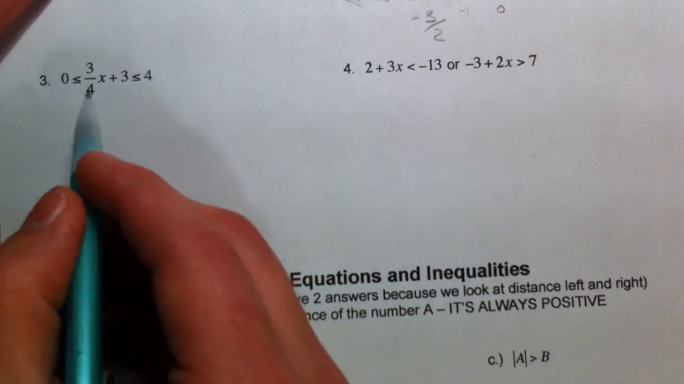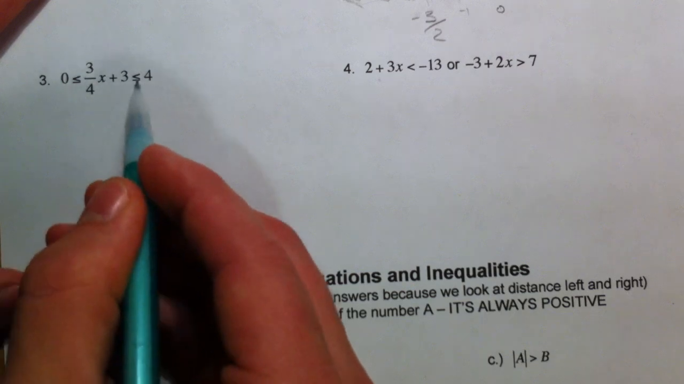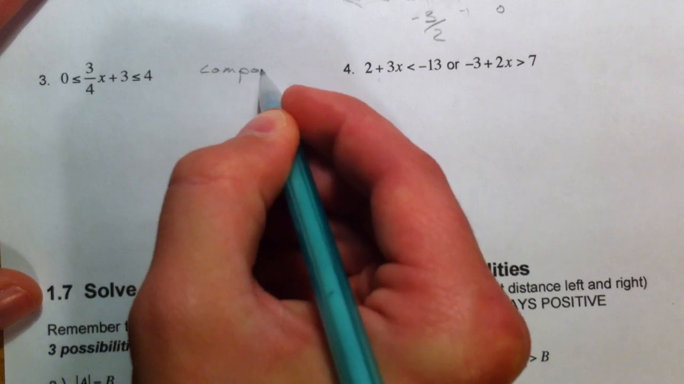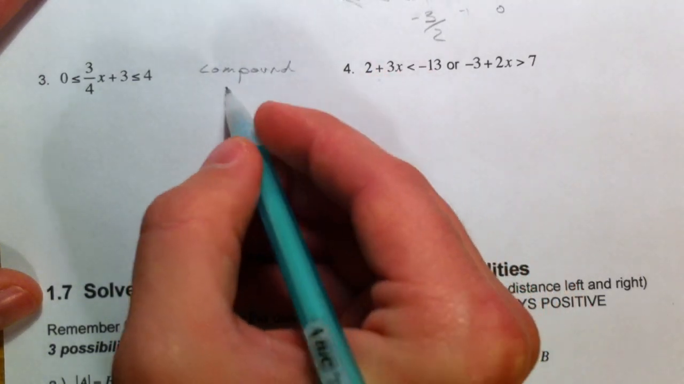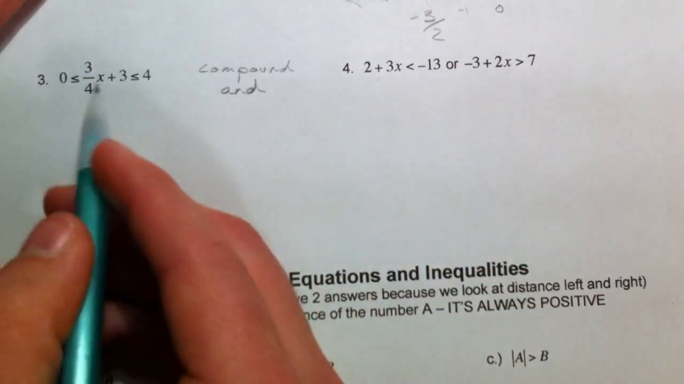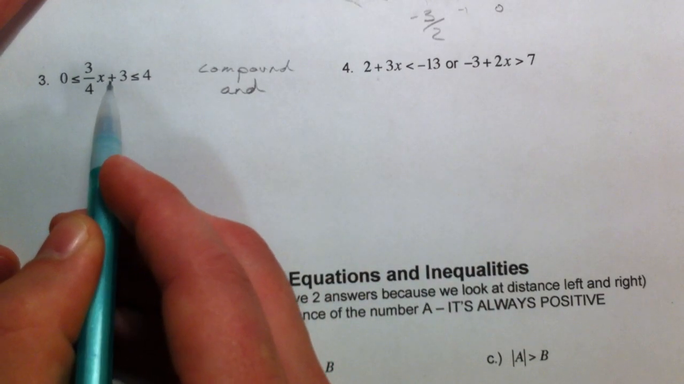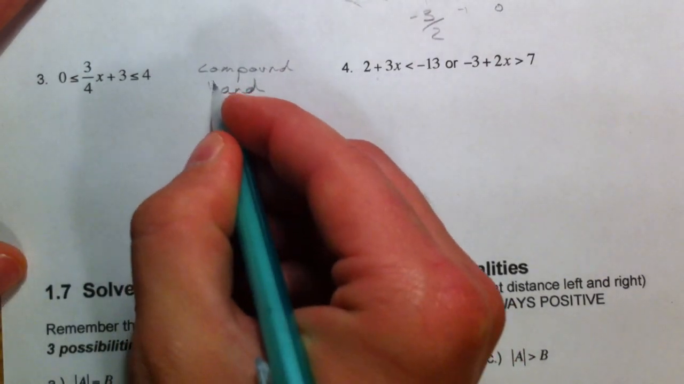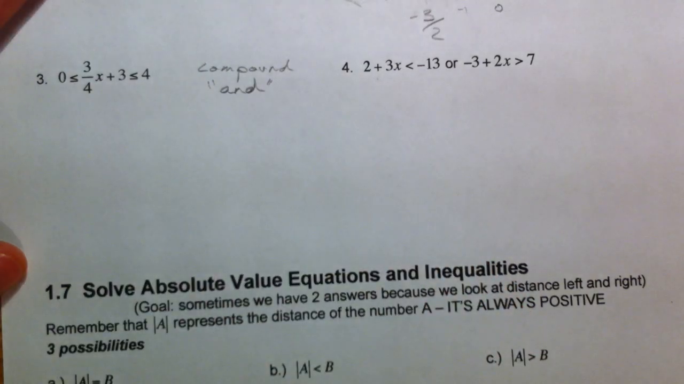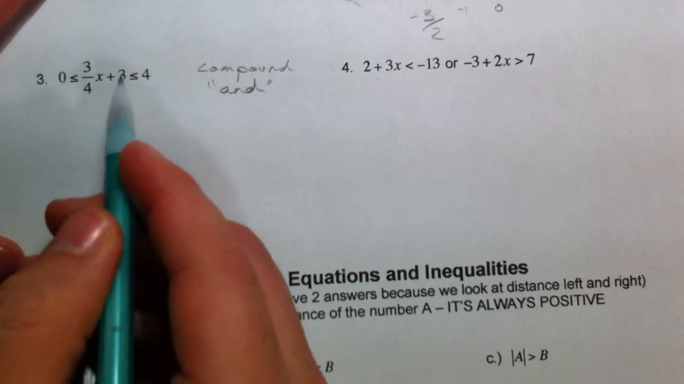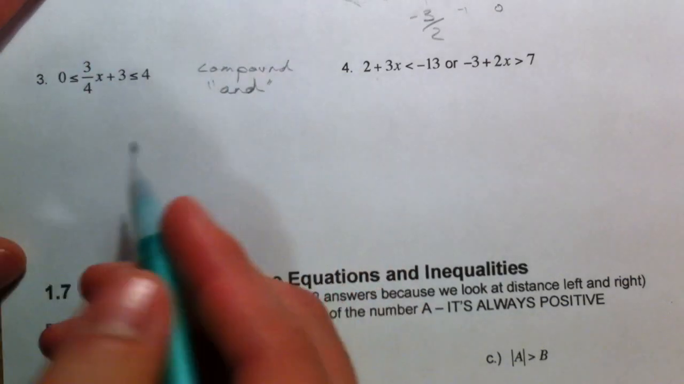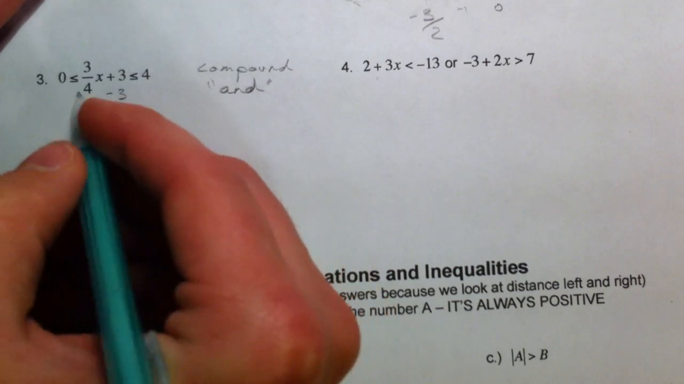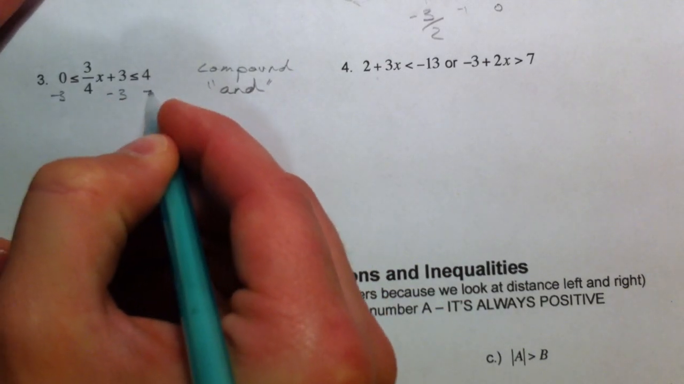Alright, number 3 has 0 less than or equal to, and then less than or equal to 4. This is called a compound inequality, or an AND statement, because 0 is less than this and this is less than this. Both of them have to be true. But we can solve it the same way, because this has it in common with both of them. So we're going to subtract 3 from the middle, subtract 3 from the left, and subtract 3 from the right.